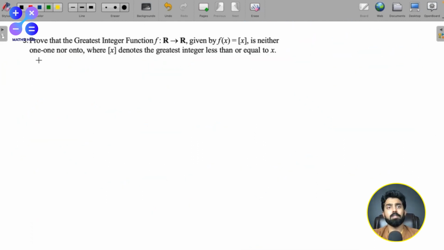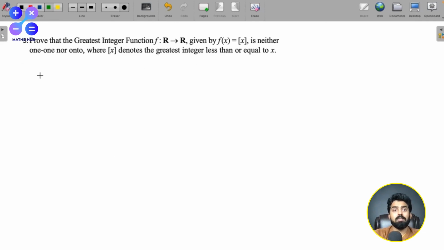Great. So in this question we need to prove that the greatest integer function, which is defined from the set of real numbers to the real numbers given by f of x is equal to the step of x, right? So this is the greatest integer function, is neither 1 to 1 nor onto, where step x, the box of x, denotes the greatest integer less than or equal to x.